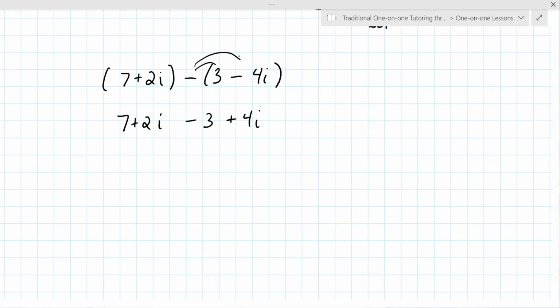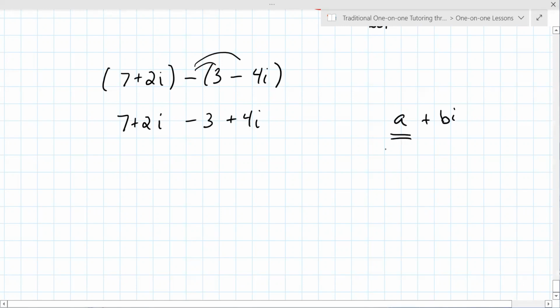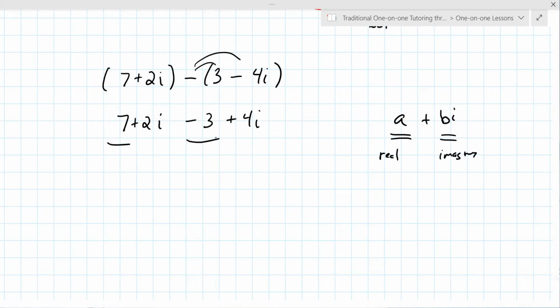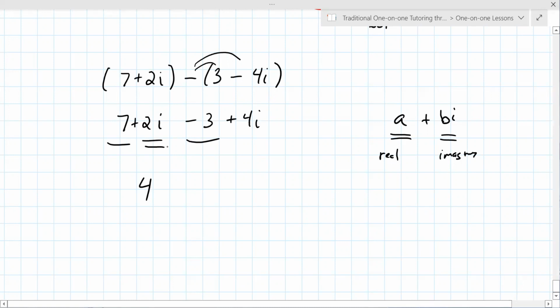Now when it says standard form, it just means you put the real part first and then the imaginary part second. So you combine 7 and -3, which is 4. And then 2i and 4i makes 6i. And so this is correct, and this is wrong.